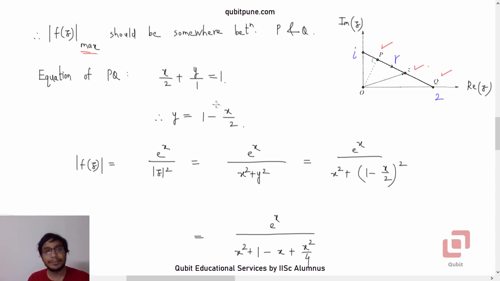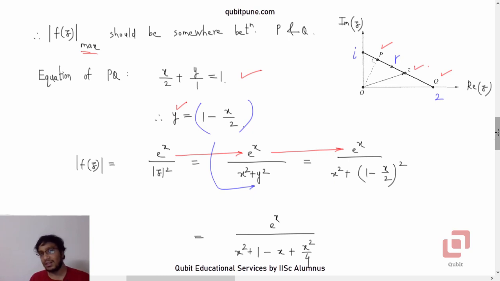As stated earlier, the equation of line PQ is x by 2 plus y upon 1 equal to 1. Use this equation to eliminate y in the definition of mod of f of z. y is 1 minus x upon 2. What is the absolute value of f of z? e to the power x upon mod of z the whole squared. Keep e to the power x as it is. Replace y squared in mod z squared by the square of 1 minus x upon 2. So you'll get e to the power x upon x squared plus the square of 1 minus x upon 2.